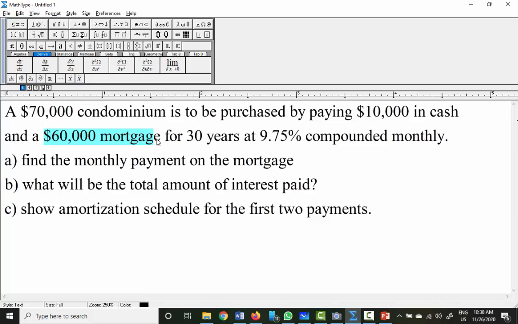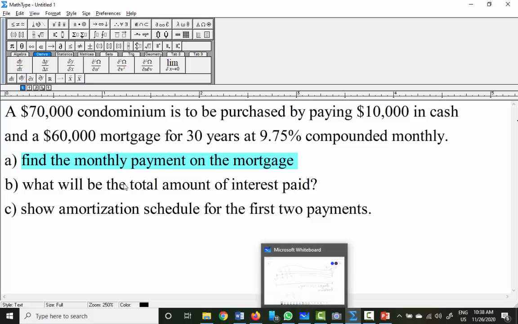So this $60,000 you have paid by borrowing through a mortgage loan, and you need to pay off the loan. That is, you need to pay off $60,000 by 30 years, and this is the interest rate. The question is asking to find the monthly payment on the mortgage. That means how much you need to pay at the end of each month to clear the loan or pay off the loan.